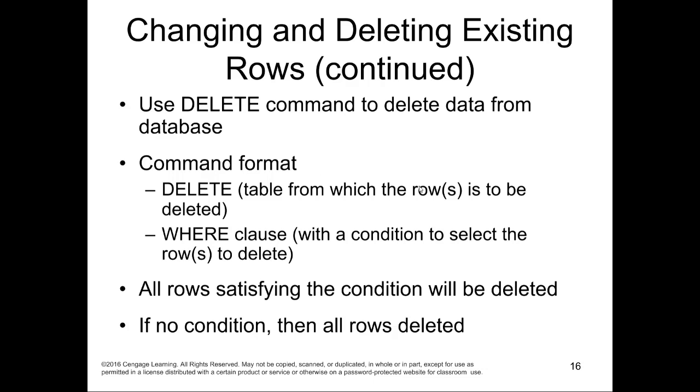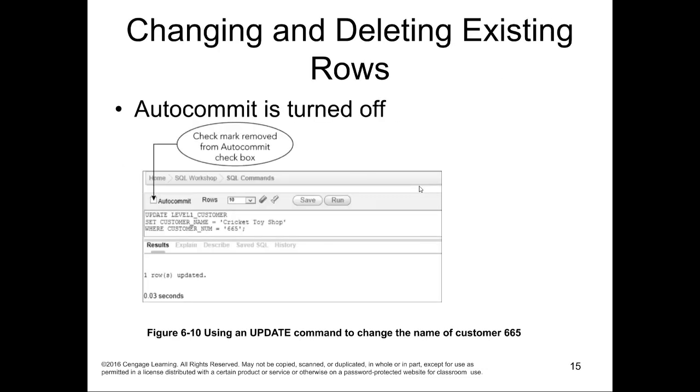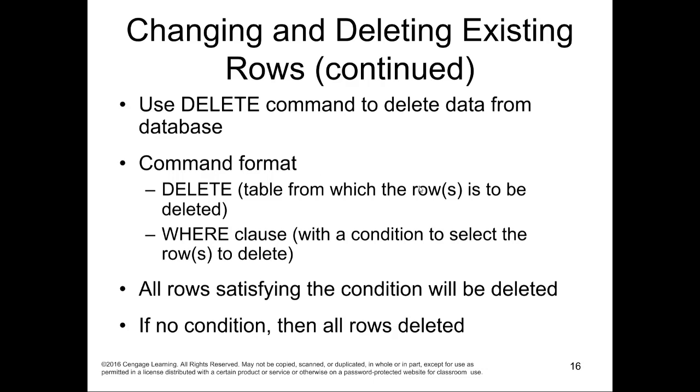Changing and deleting existing rows. It was part of this particular slide as well with the auto commit. So again, when we want to change or delete existing rows, here is a great spot where it's updating the row. When the customer number is 665, it's changing the name to a different name. If we want to delete a row, we can use the delete command and delete data from the table using the where clause. All rows satisfying the condition will be deleted. If no conditions, then all rows will be deleted.